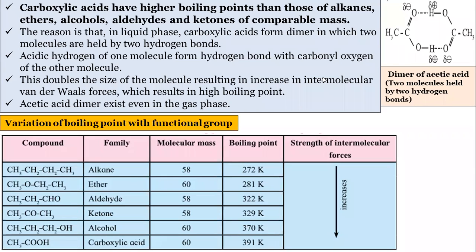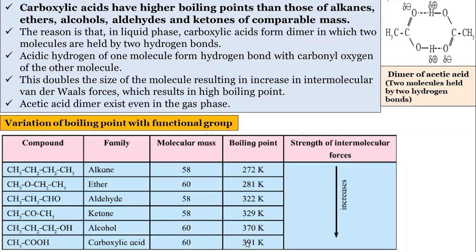See here, a chart is given showing the variation of boiling point with the functional group. This is the alkane. The molecular mass is 15; the molecular mass is nearly the same here. But this is alkane, ether, aldehyde, ketone, alcohol, and carboxylic acid. I want to show one important thing here. The strength of intermolecular forces increases from alkane to carboxylic acid. And see the boiling points here: 272, 281, 322, 329, 370.